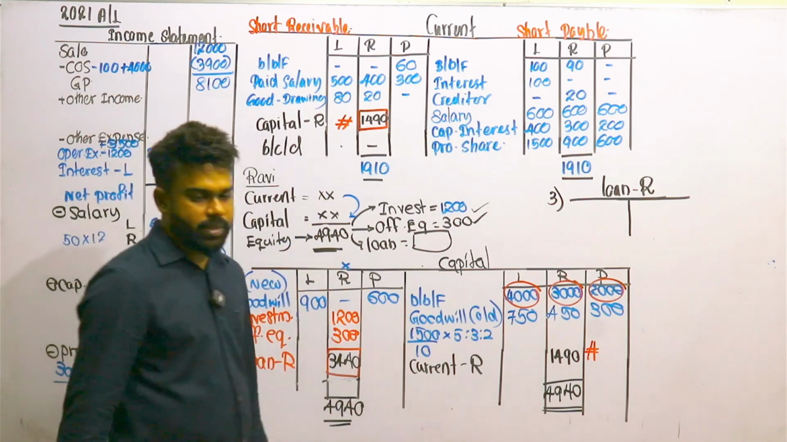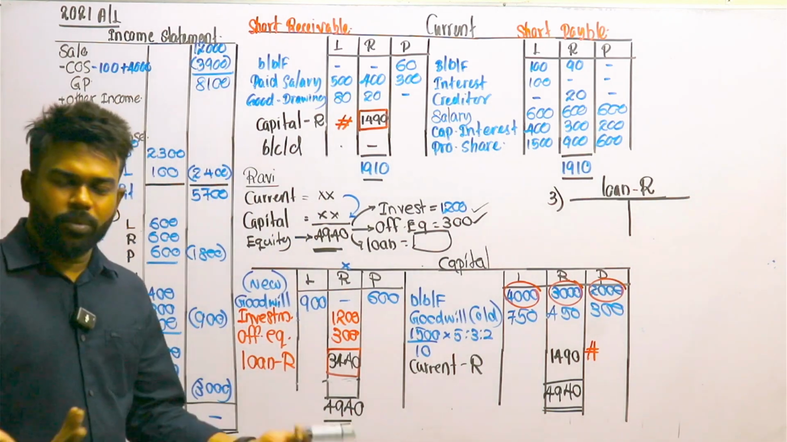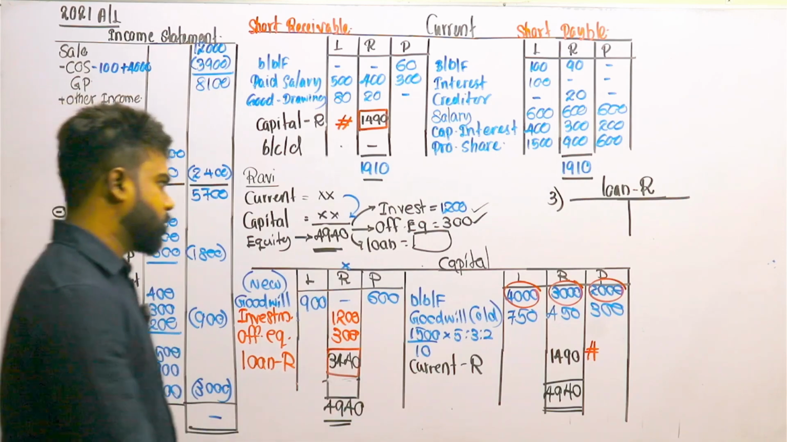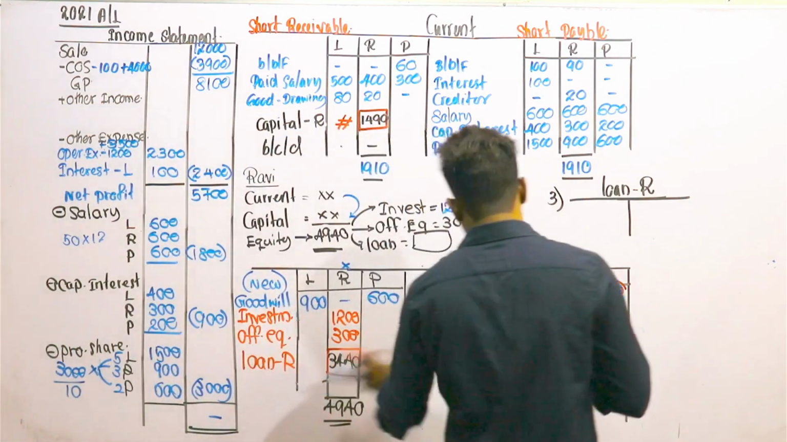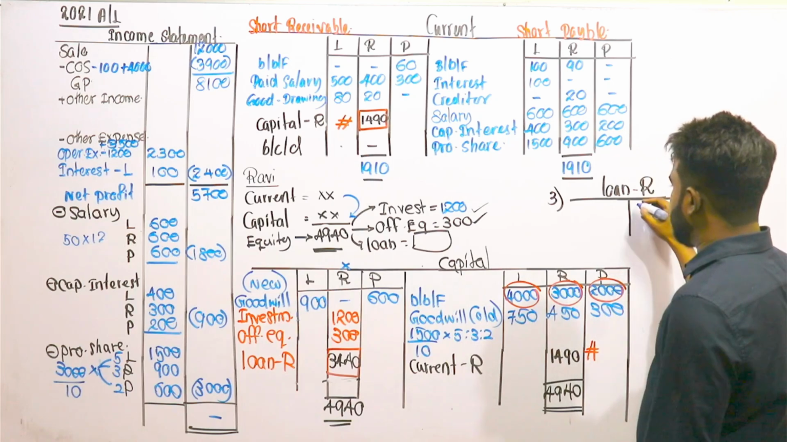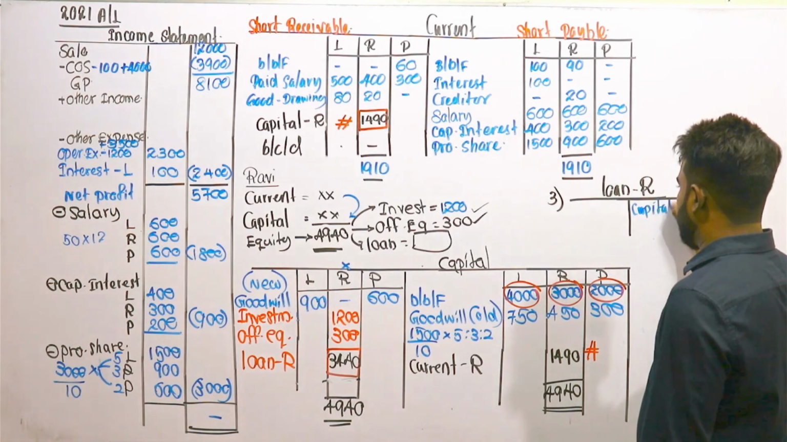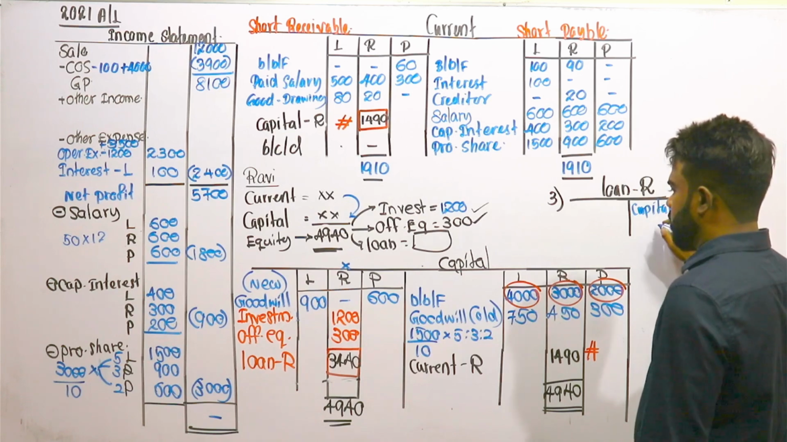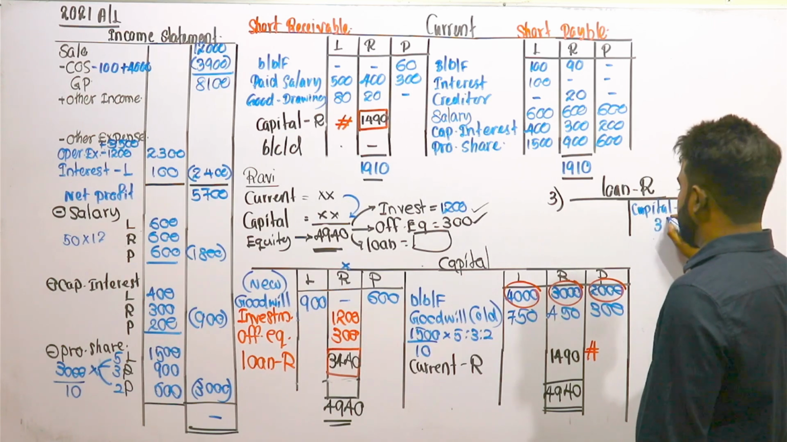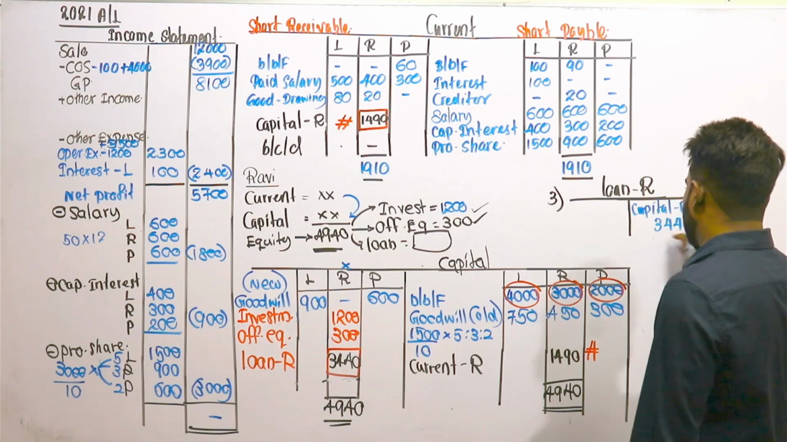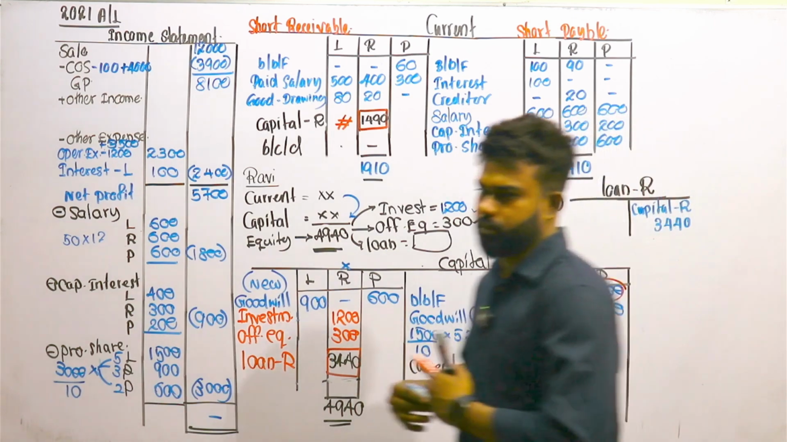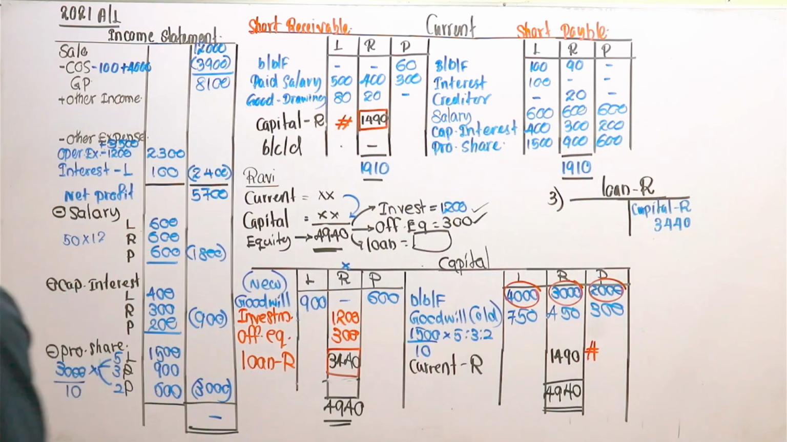Then the question asks the third one. No need to prepare the loan account actually, but you can record 3,440. It should be recorded on the credit side. Comes from capital.